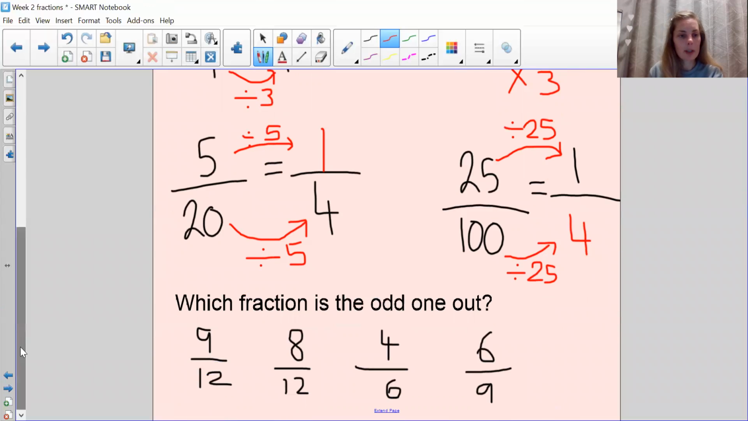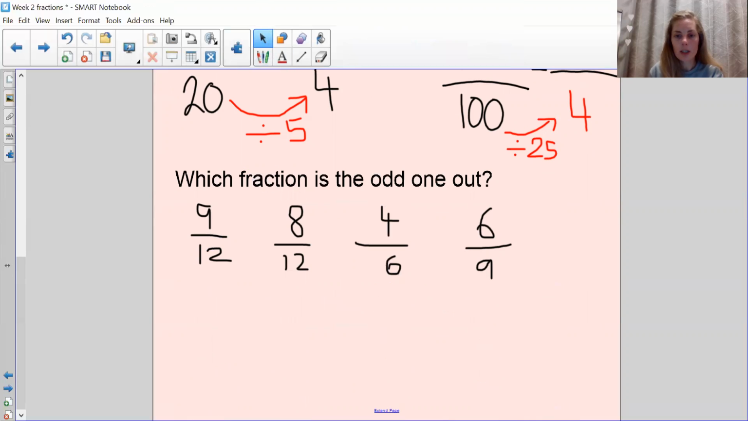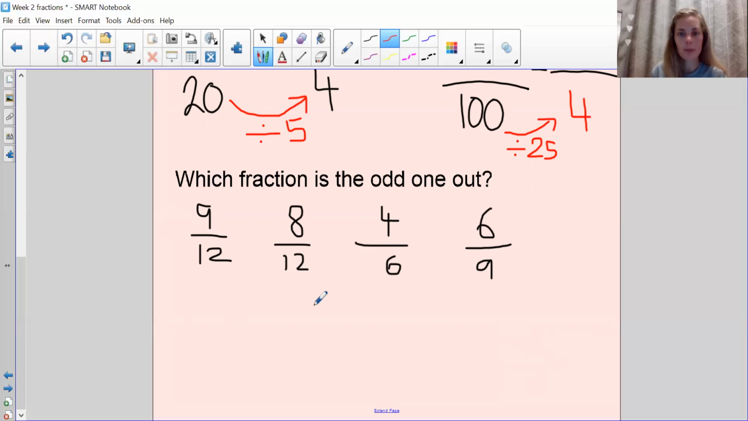Right, a little bit of a challenge here. Have a think. What fraction is the odd one out? I have these fractions, and now we're using equivalent fractions. So have a think about the bottom numbers especially. Which one of these numbers would be the odd one out? Have a go. So pause the video and see how you do.